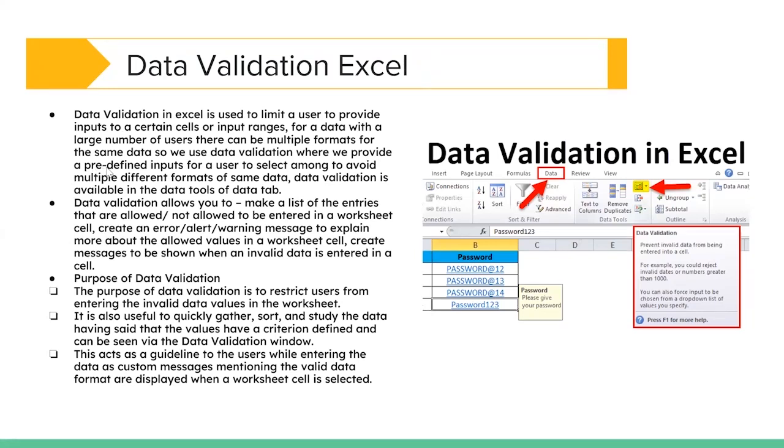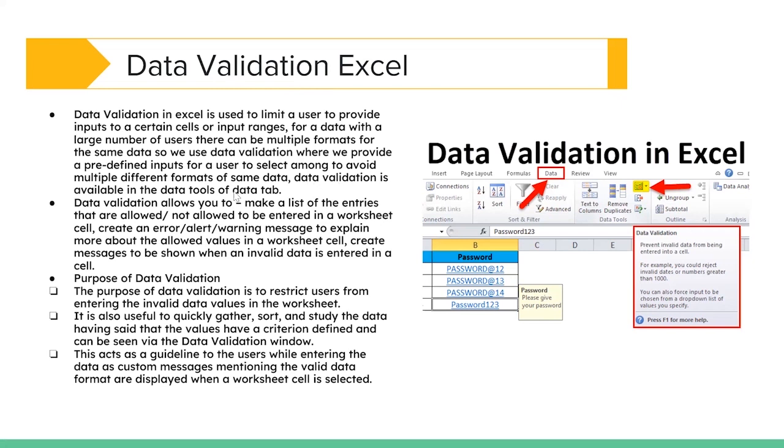Okay, so now what is data validation in Excel? Data validation in Excel is used to limit a user's inputs to certain cells or input ranges. For data with a large number of users, there can be multiple formats for the same data. So we use data validation, where we provide predefined inputs for a user to select from, to avoid multiple different formats of the same data.